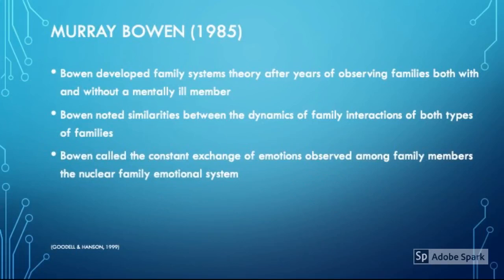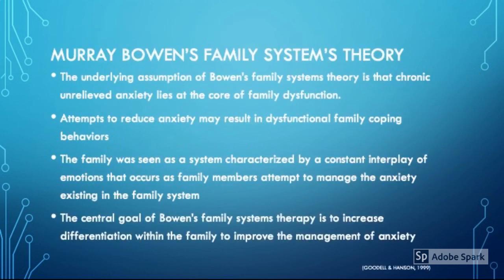Bowen developed family systems theory after years of observing families both with and without a mentally ill member. Bowen noted similarities between the dynamics of family interactions of both types of families. Bowen called the constant exchange of emotions observed among family members the nuclear family emotional system. The underlying assumption of Bowen's theory is that chronic unrelieved anxiety lies at the core of family dysfunction.